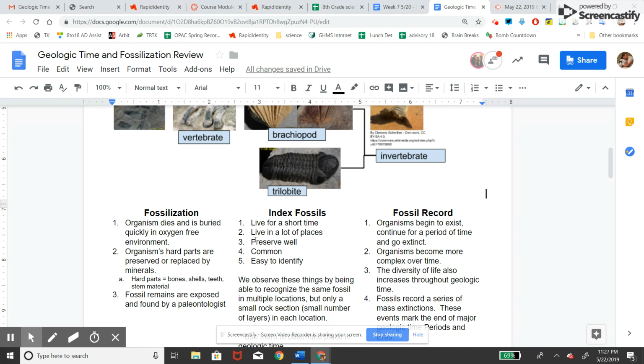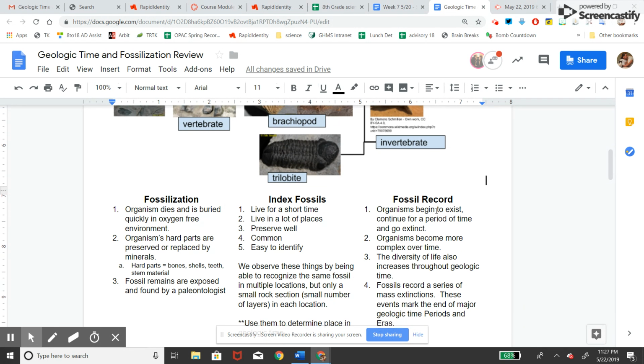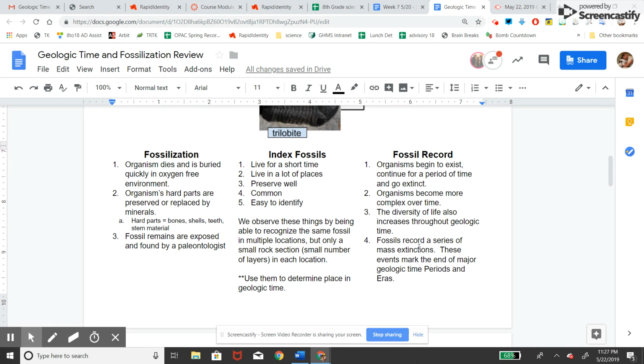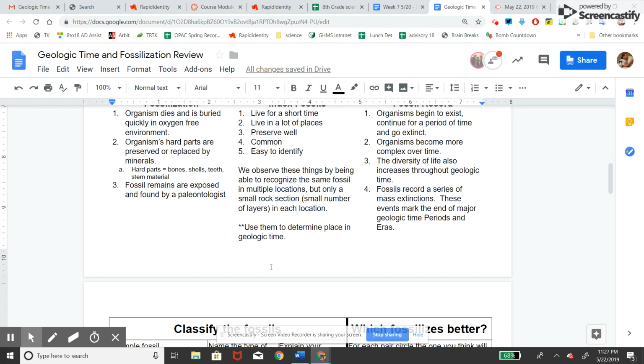The index fossils we talked about before live for a short time and live in lots of places. They preserve well, they're common, and they're easy to identify. Okay, the fossil record: organisms begin to exist, go on for a period of time, and go extinct. Organisms become more complex over time. Diversity also increases through geologic time. The fossil record shows a series of mass extinctions. These events mark the end of major periods and eras. Okay.